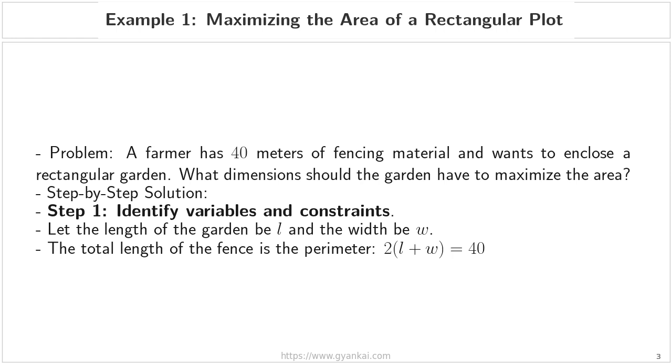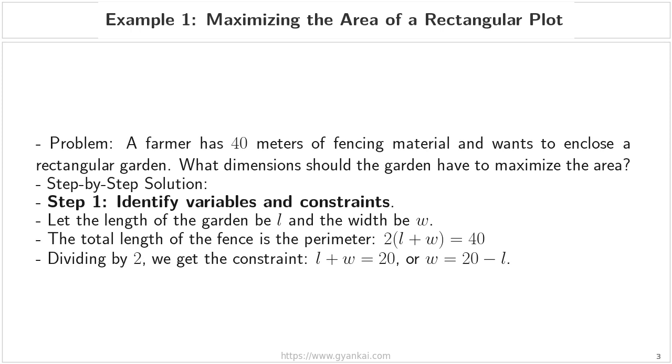In this scenario, the constraint is the total amount of fencing available, which is 40 meters. Since the fence goes around the outside of the rectangular garden, this 40 meters represents the perimeter. The formula for the perimeter of a rectangle is 2 times the sum of the length and the width. Therefore, we can write our constraint equation as 2 times the quantity length plus width equals 40.